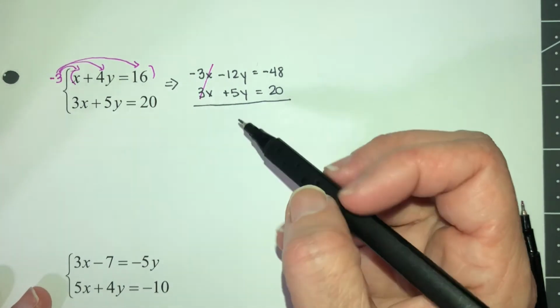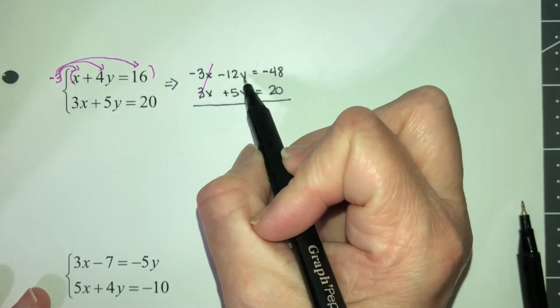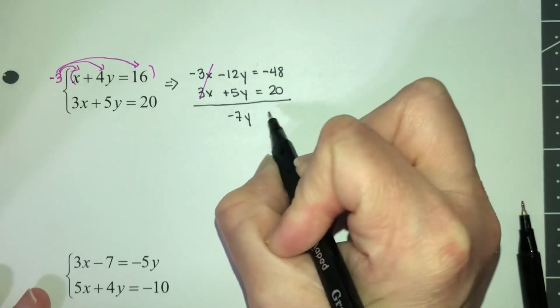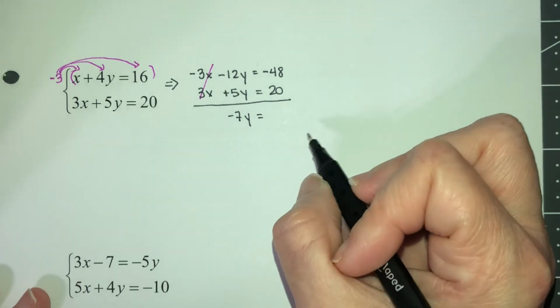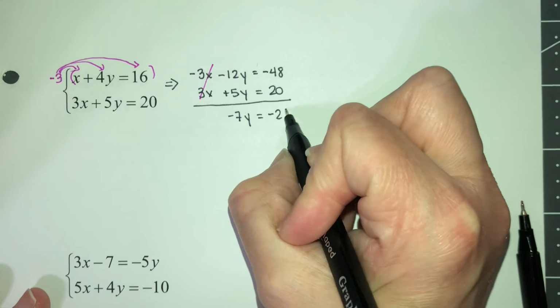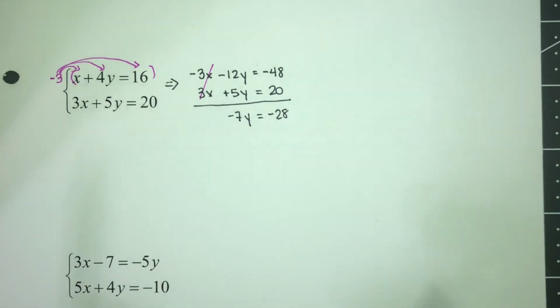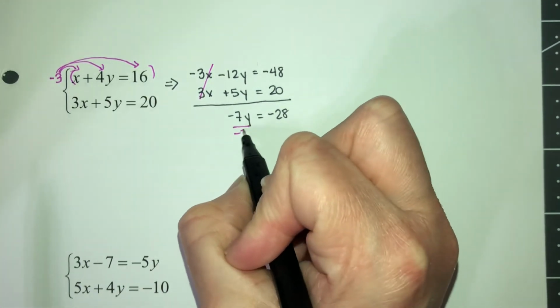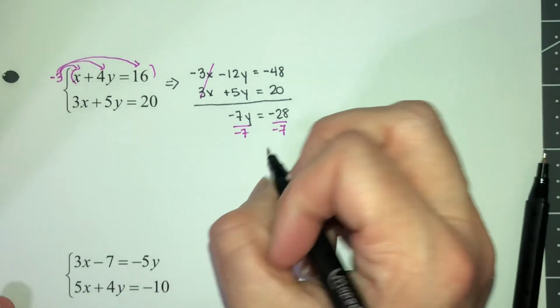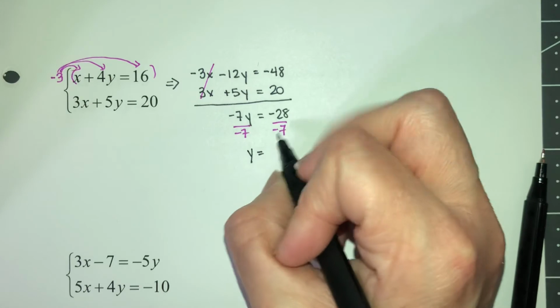Now I get -12y plus 5y, which gives me -7y, is equal to -48 plus 20, which would be -28. Divide both sides by -7, and you get y is equal to 4.